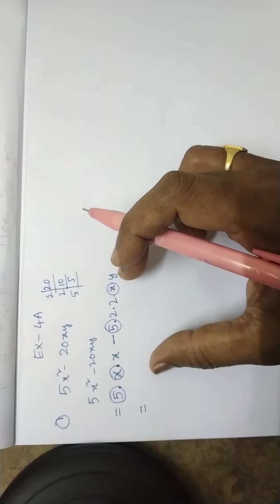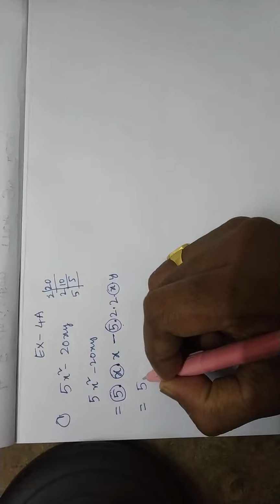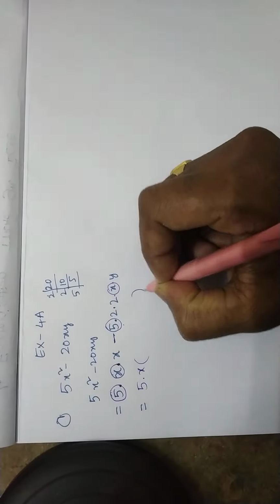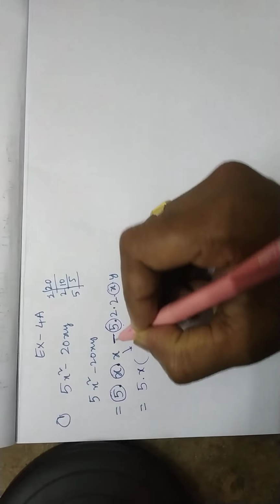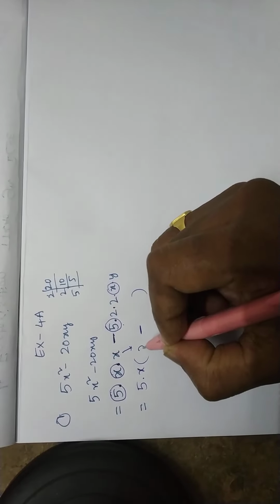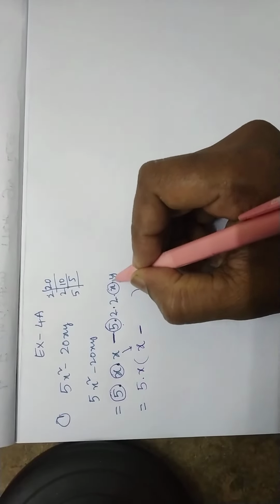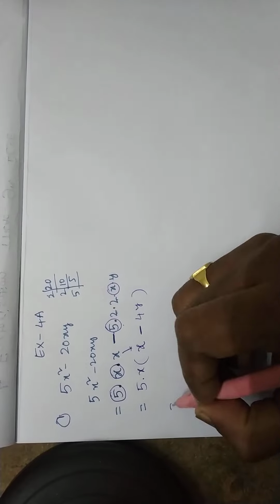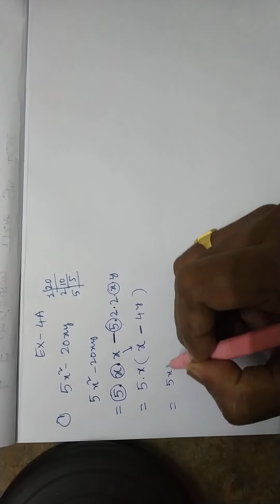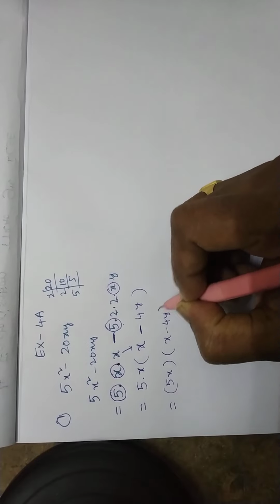So whatever I have circled, you write outside. So 5 into x. As you have written, what is inside? Left side of the minus sign you have 1x, and right side of the minus you have 2 into 2 into y. So 2 2s are 4, 4 into 5. That's all completed. So 5x is one factor, into x minus 4y is the second factor.